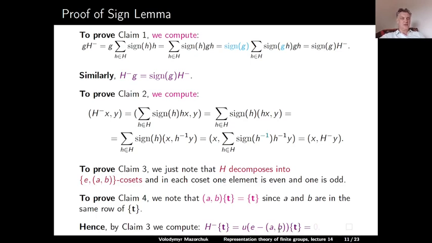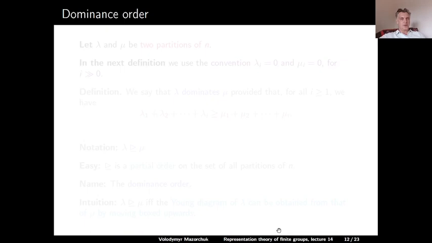It's t, and t minus t is 0. So we get 0. So this completes the proof of the sign lemma. Next, let us talk about the dominance order. Let lambda and mu be two partitions of n.